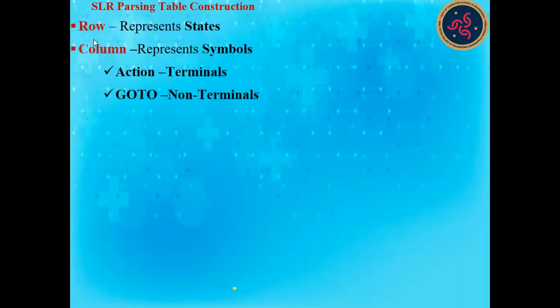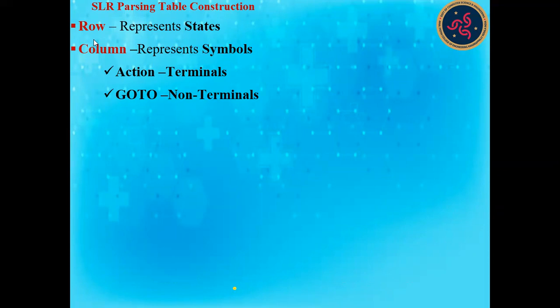So here we can see an example. When we see an example, it will be more clear to you. Here the row represents the state, and the column represents the symbols. Inside the column you have two functions, that is action and go to. In action we specify the terminal symbols, which are small letters, and finally we have the dollar symbol also.